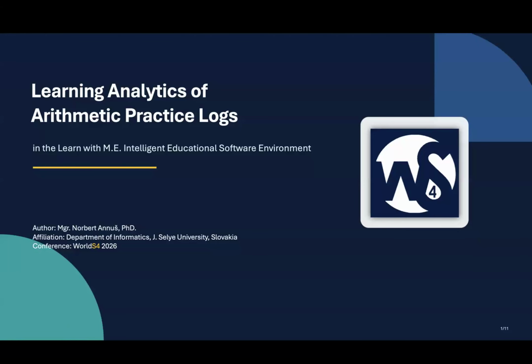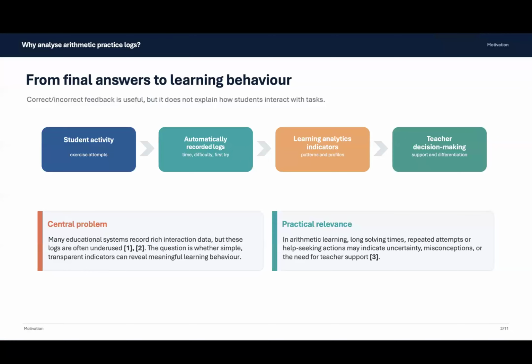You can start. Okay, thank you very much. Good afternoon. My name is Norbert Anush, and in this presentation, I will focus on how automatically recorded practice logs can be transformed into meaningful learning analytics indicators. The overall goal is to show that simple log variables can provide useful support for teacher decision making in mathematics instruction.